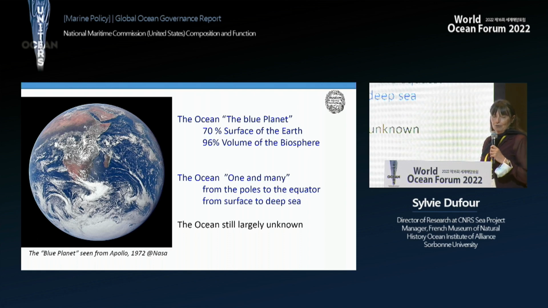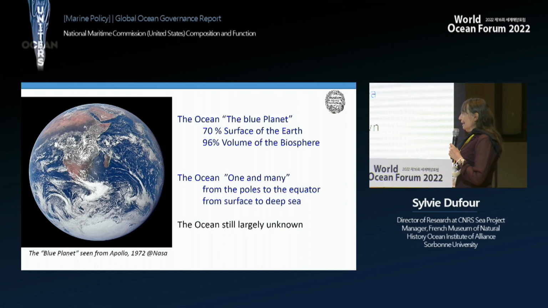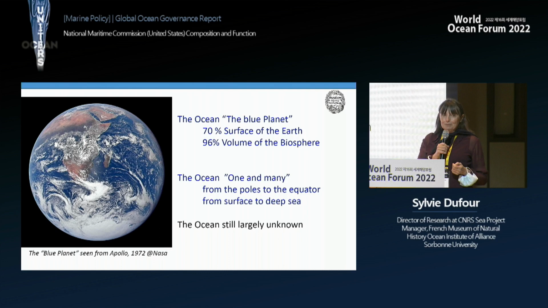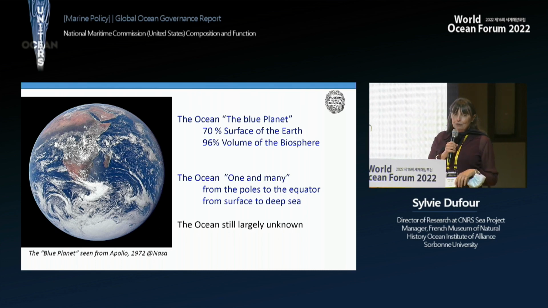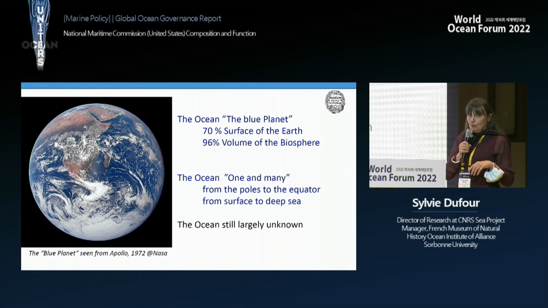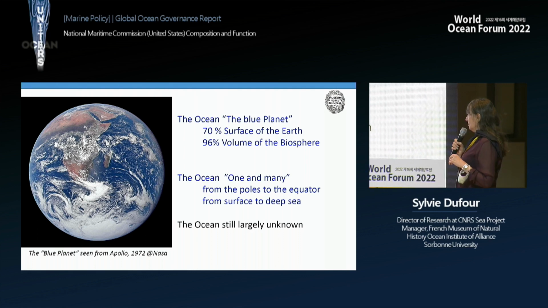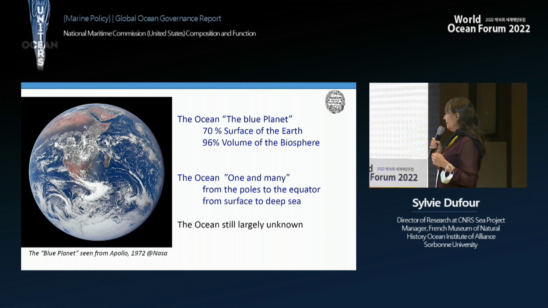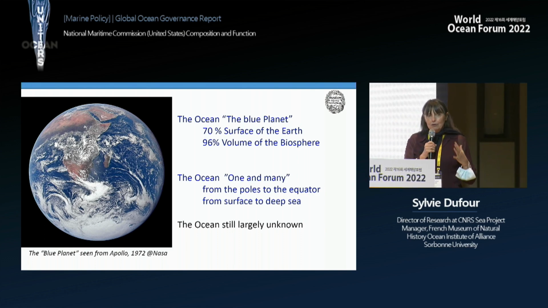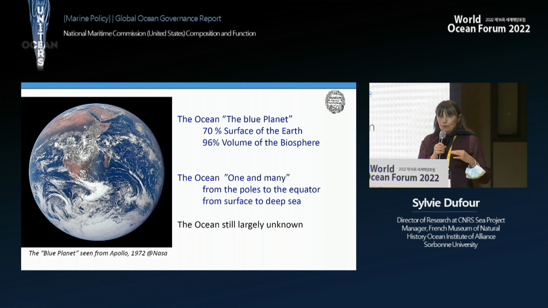So as already said, the ocean shows that our planet is blue, as seen from space. The ocean covers more than 70% of the surface of our planet, and if we take into account its depth, it represents more than 96% of the volume of the biosphere. And the ocean is one. We talk of the ocean as a singular because of the connectivity of all the ocean.